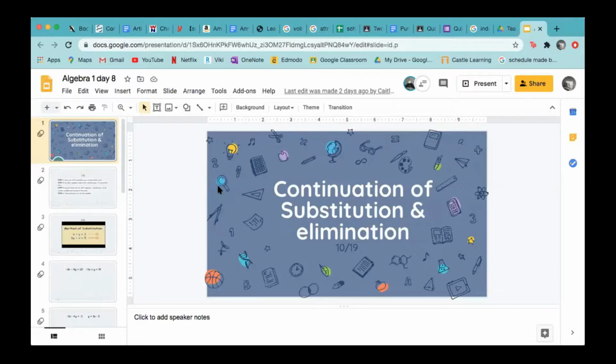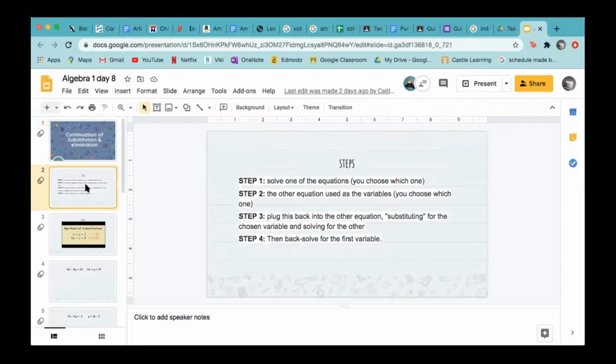Okay, so today's lesson is just continuing substitution and elimination. So the steps for substitution, as we said in the previous lesson: we have to solve for one variable in one equation. You can choose which one you want, and then for the other equation, we use it as a variable. You get to choose whichever you want again, and then plug it back into the equation. That's why it's called substituting. And you solve for one variable, and then back solve for the first variable.